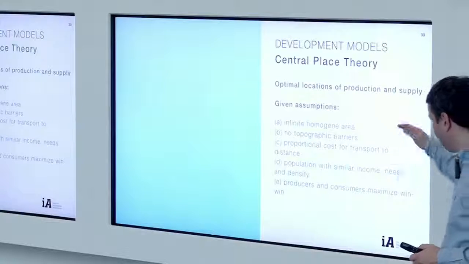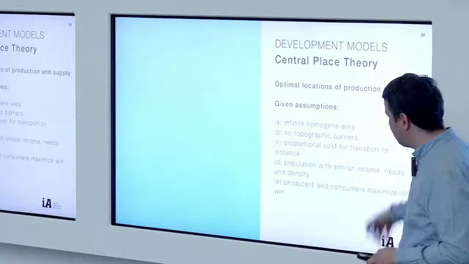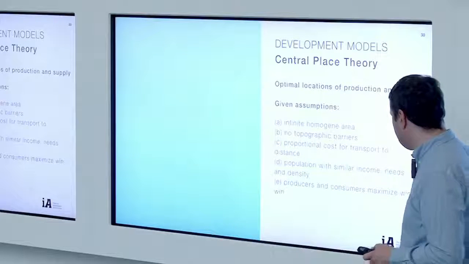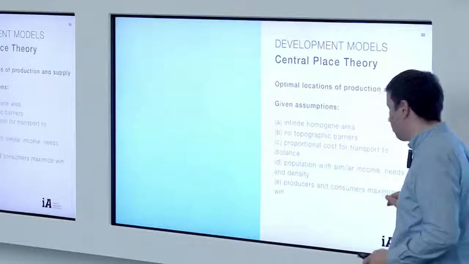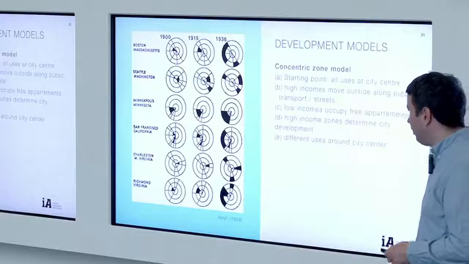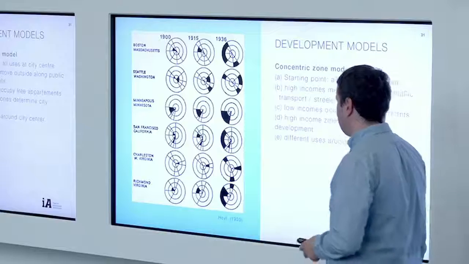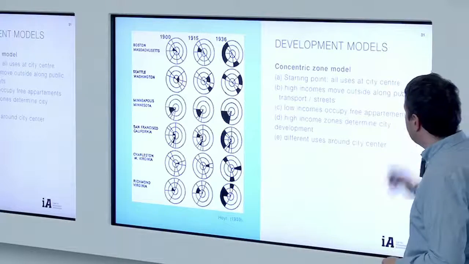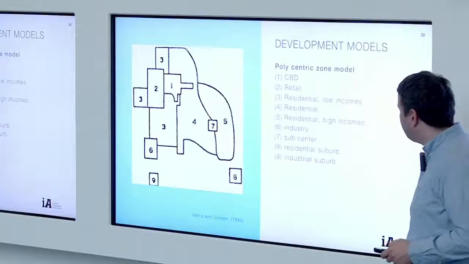And yeah, a lot of things were left out for simplification, but the idea was that you have a producer and consumer win-win situation. Actually, this is a very strong point. If you set up something like a development plan, who should follow it, you need to have the eye for that. Okay. Yeah, concentric zone model, already talked a bit about that.